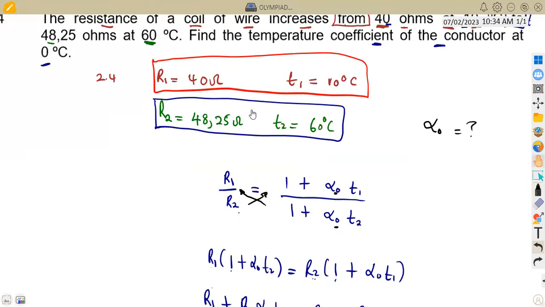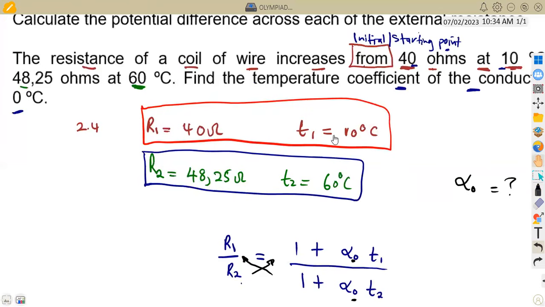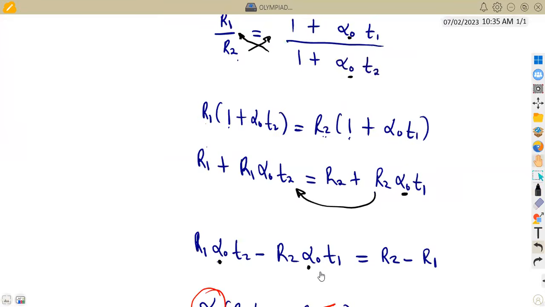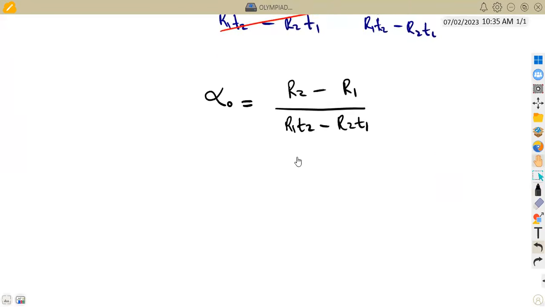So what we need now is to substitute our values, R1, T1, R2, and T2. These are the values that we have. In place of R1, we are going to substitute 40. In place of R2, we substitute 48.25. In place of T1, 10 degrees. In place of T2, 60 degrees Celsius. All right, so this is what you're going to do. So let us substitute our values here.